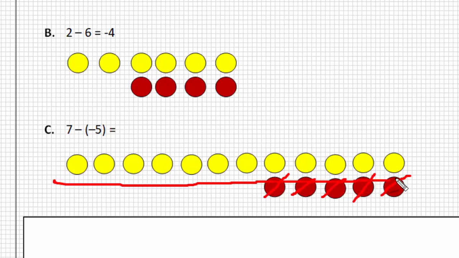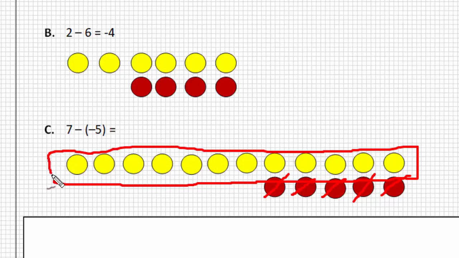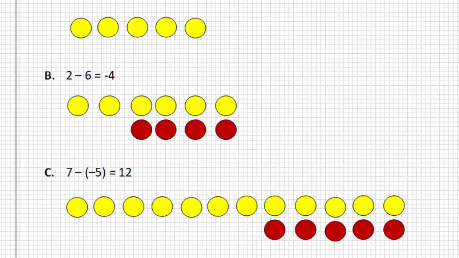So how many chips are we left with, and what's their value? Well, we're left with these 7 plus 5 more positive chips. So 7 subtract a negative 5 is actually positive 12. Let's try one last problem.